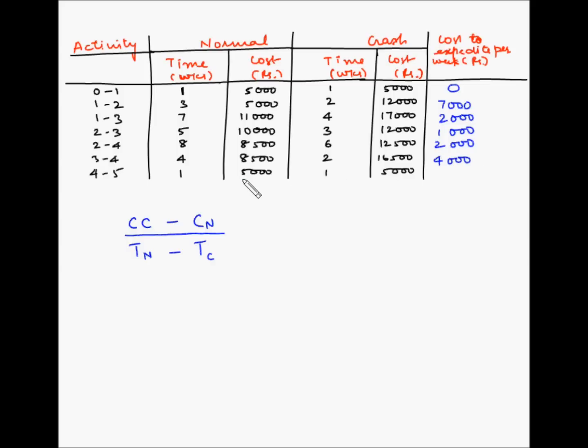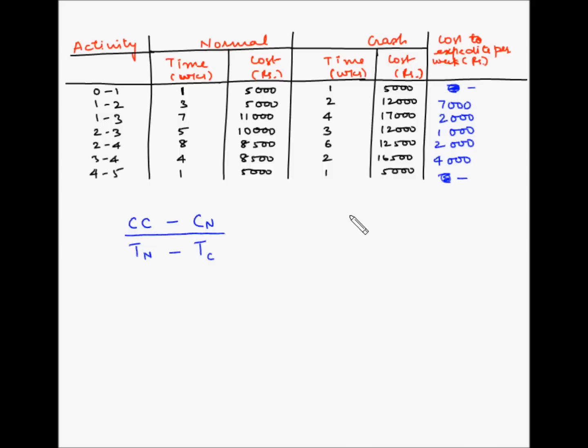For the last activity, which is 4-5, there is no crashing possible, so the cost is 0. Here, for these activities where crashing is not possible, you can actually put a dash, because 0 can be a wrong indicator that the cost of expediting is 0. So basically you would start expediting this activity because the cost is 0, but actually it is not even possible to crash this activity, so let's put a dash here.